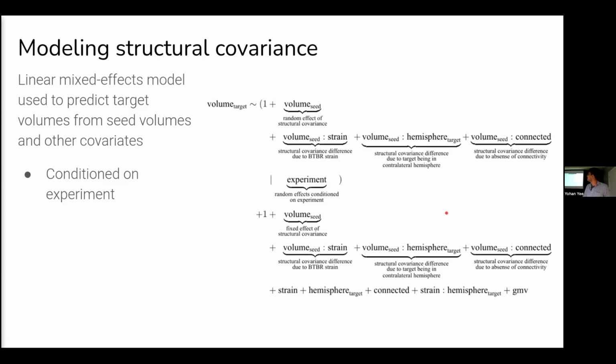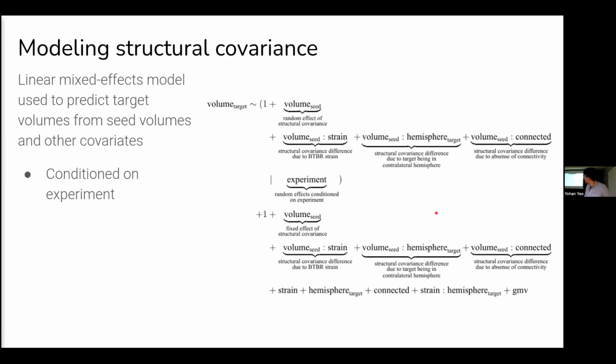but we also wanted to take a more principled statistical approach modeling structural covariance. So in other words, we want to model target volumes given seed region volumes across all these experiments. So this goes back to the 2006 famous paper by Jason Lerch, in which he established a modeling framework, and we essentially extended that to a linear mixed effects model because we're dealing with multiple viral tracing experiments.